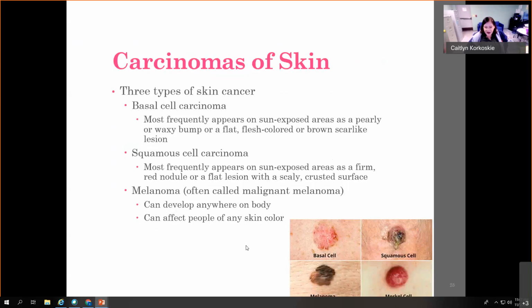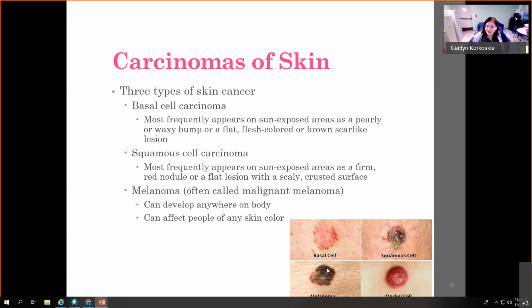And then a melanoma, which is a malignant tumor. It can develop anywhere in the body and can affect people of any skin color. A normal mole or skin lesion would be pretty much perfectly symmetrical and one even color. Here you can see that it is not symmetrical.